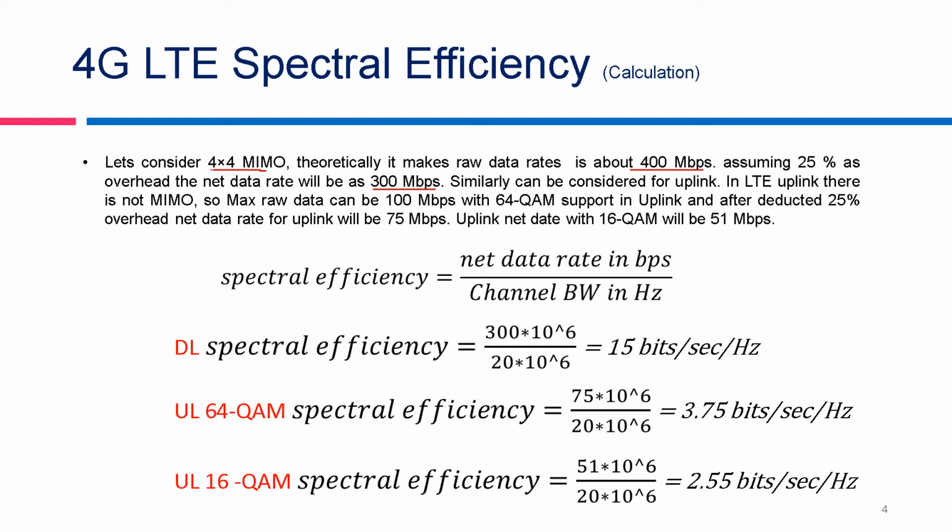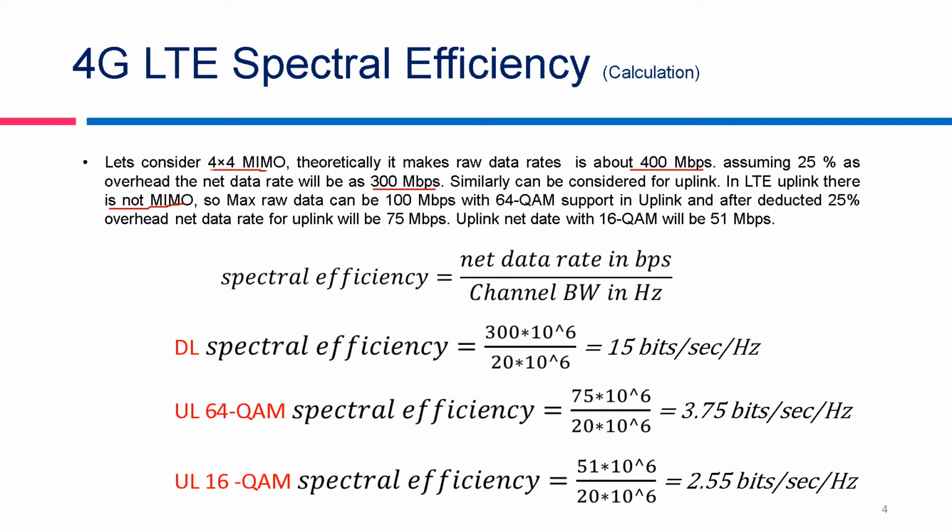Similarly, we can consider the uplink. But we need to keep in mind that in uplink there is no MIMO support from the UE side because the UE has only one transmit antenna. It can have multiple receive antennas, but most UEs have a single transmit antenna.